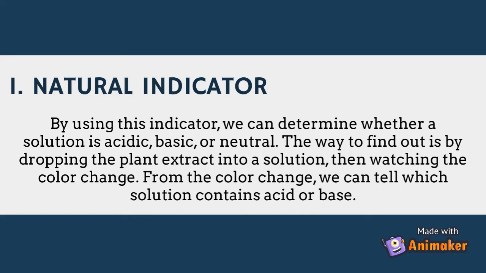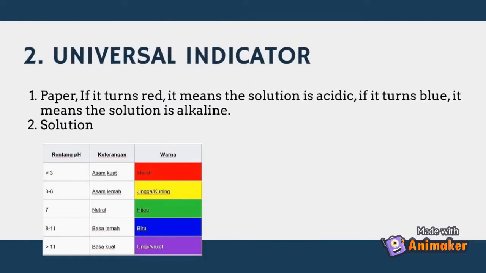Next is the universal indicator. In contrast to neutral indicators, universal indicators are a mixture of various indicators that can show the pH of a solution from its color change. To show acidity and basicity, you can look at the pH range of 1 until 14. Universal indicators can be in the form of paper or solution. This is the explanation.